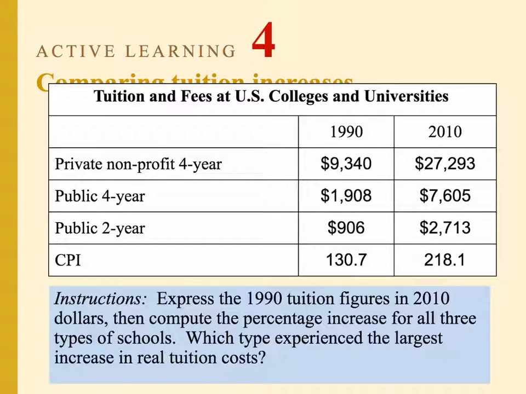Okay, so let's compare some tuition amounts. Here we have tuition and fees at U.S. colleges and universities from 1990 to 2010, and we have the Consumer Price Index. So express the 1990 tuition figures in 2010 dollars and compute the percentage increase for all three types of schools. Which experienced the largest increase in real tuition costs? This would be something that maybe you're even interested in taking a look at: when you started your academic career versus today, where you're at.